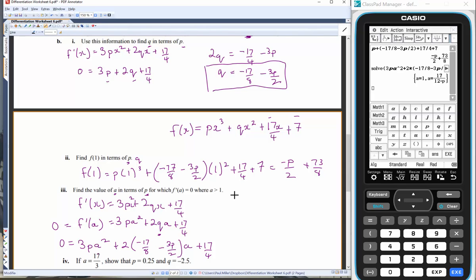One of the solutions is a equals 1. The other solution is 17 on 12p, but a is greater than 1 according to the information in the question. Therefore, a equals 17 over 12p.